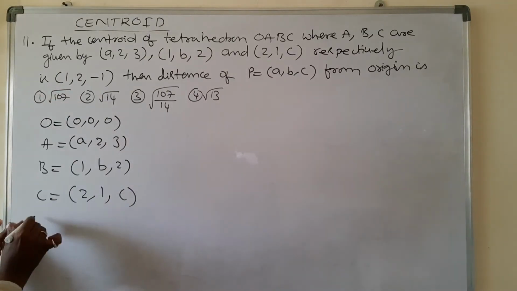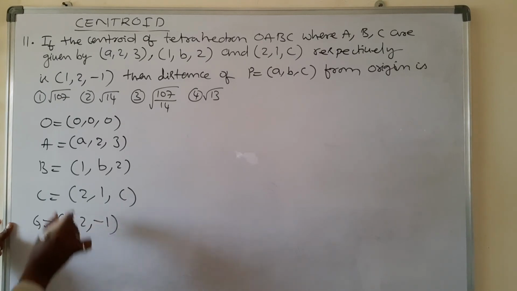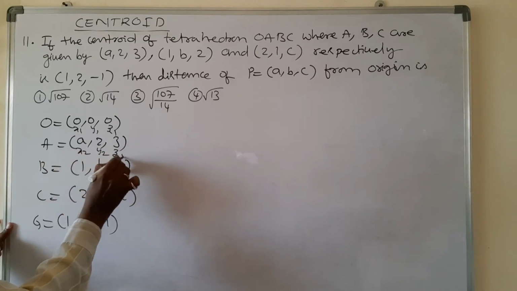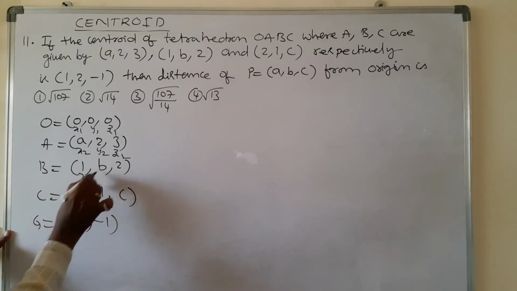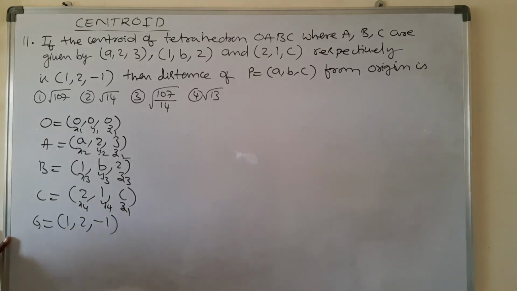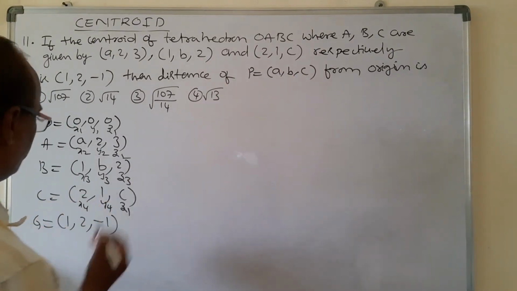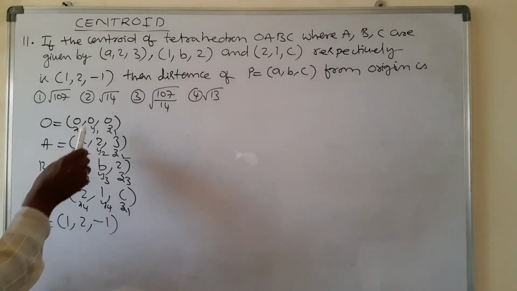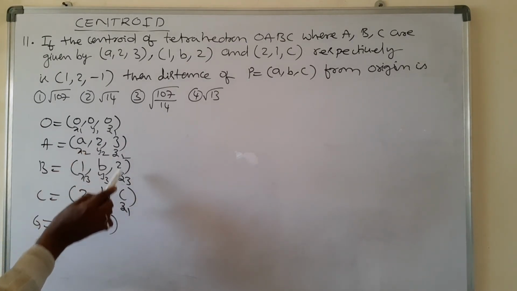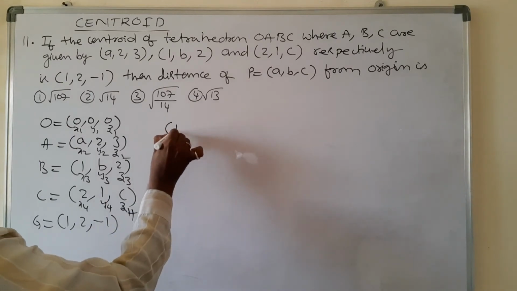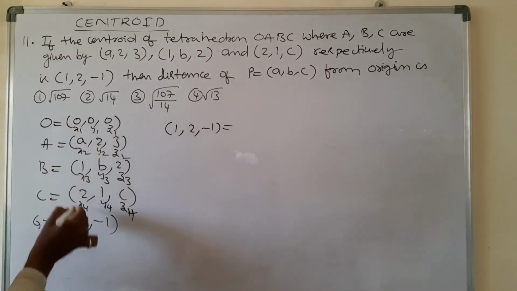And the centroid of the tetrahedron G is (1, 2, -1). The vertices are (x1, y1, z1), (x2, y2, z2) for A, (x3, y3, z3) for B, and (x4, y4, z4) for C. We need to find the values of a, b, c, where P equals (a, b, c). The centroid of a tetrahedron formula is (x1+x2+x3+x4)/4, (y1+y2+y3+y4)/4, (z1+z2+z3+z4)/4. Using the formula directly, the centroid is (1, 2, -1).